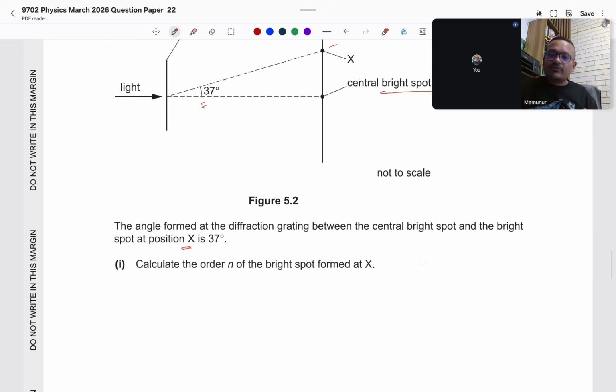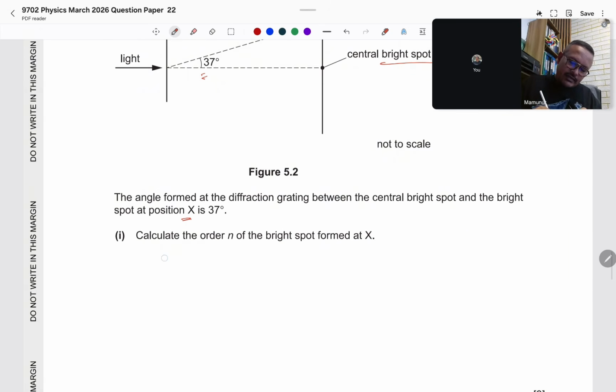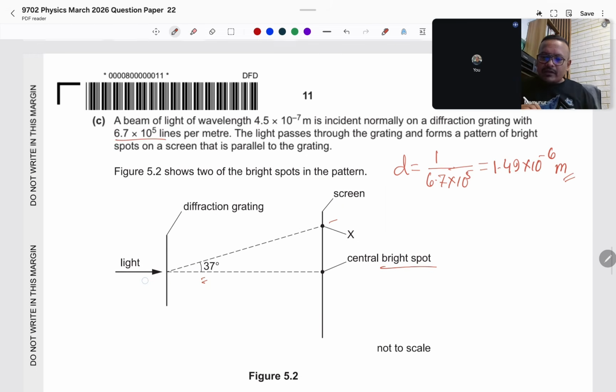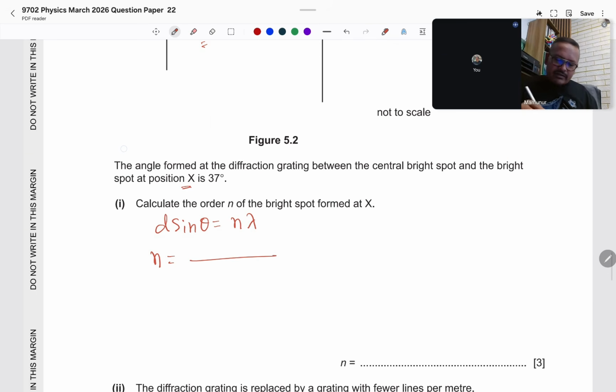What is the equation for the diffraction grating? We know about it: d sine theta equals n lambda. We need to calculate n. n equals d sine theta divided by lambda. What did we calculate for d? 1.49 into 10 to the minus 6.